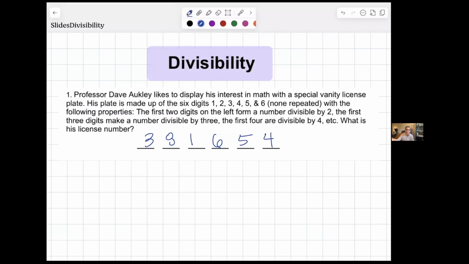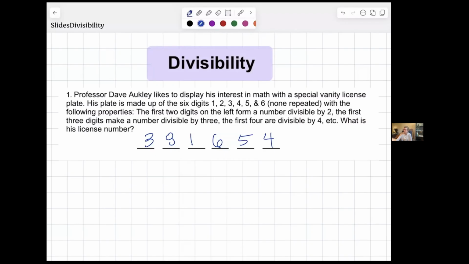Does someone want to tell me why this answer wouldn't quite work? How does this break the rules of the question? Feel free to. Oh, good. Someone put it in the chat. Thank you. Perfect. That's perfectly great. Feel free to unmute yourself as well or raise your hand.